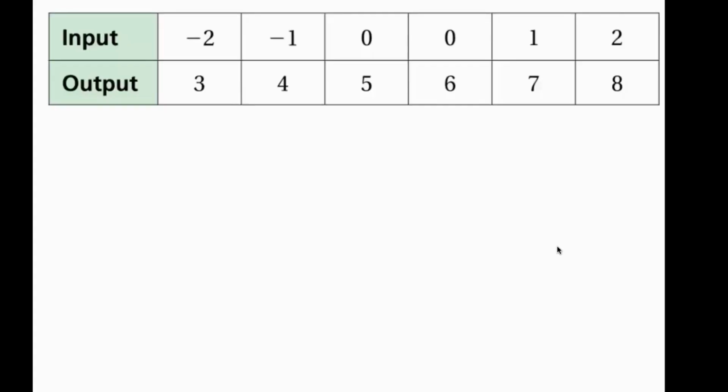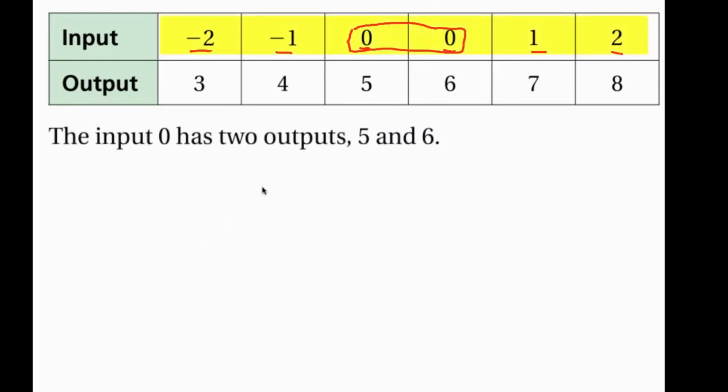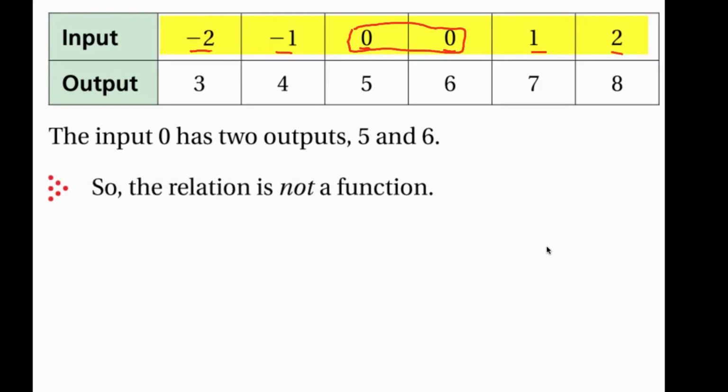For our next example, our inputs and outputs are actually given in a table. So let's just go ahead and focus on our input values and make sure that none of them repeat. We're given negative 2, negative 1, 0, 0, 1, and 2. And looking at all our inputs, we notice that 0 does actually repeat. So because 0 has 2 outputs, 5 and 6, each input does not have exactly one output, so this relation does not represent a function.